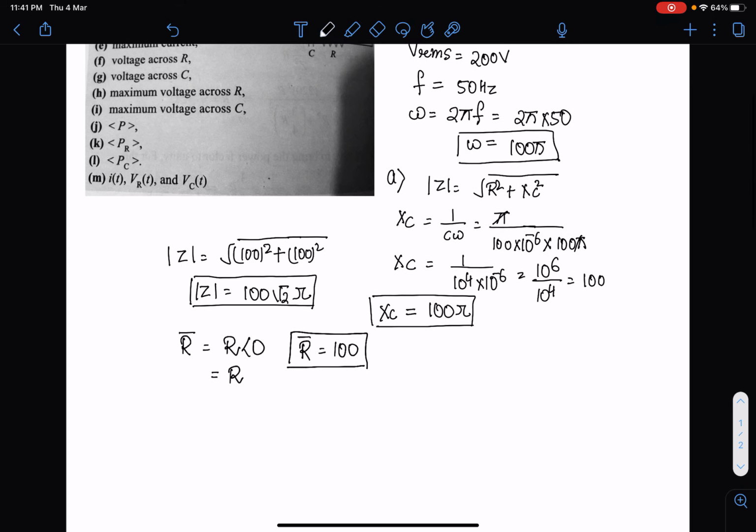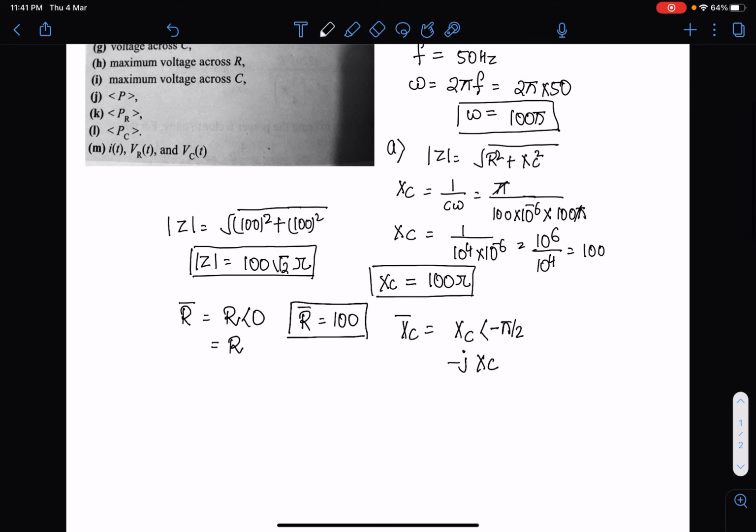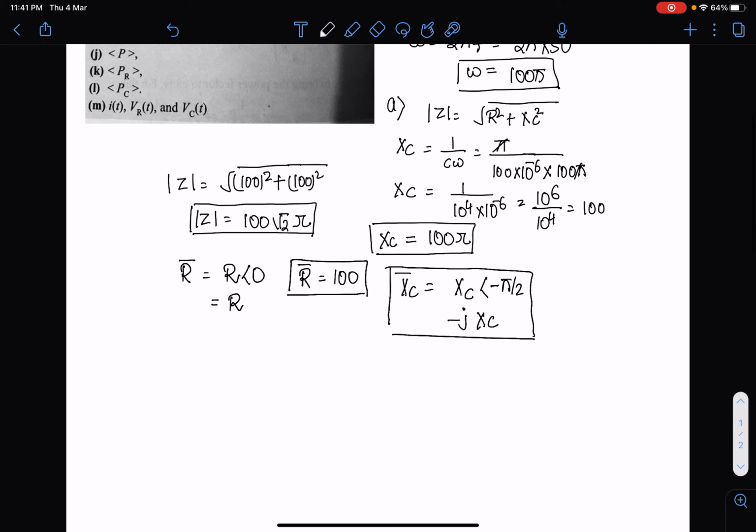और X_C phasor, X_C phasor को हम क्या लिख सकते हैं? X_C phasor को आप X_C angle -π/2 भी लिख सकते हो, और इसे आप -j X_C भी लिख सकते हो। सो based on the requirement हम इन दोनों में से किसी form का use करते हैं, right? सो X_C हमने already calculate किया है 100 ohm, right? सो यहाँ पे हम लिखेंगे Z phasor for this circuit that is equal to R phasor plus X_C phasor, right? सो R phasor की value 100 है, 100 plus X_C phasor is -j into X_C is 100. सो Z phasor की value आ गई, right?